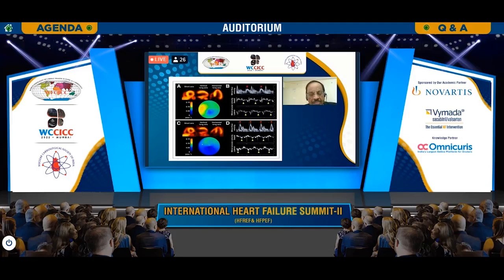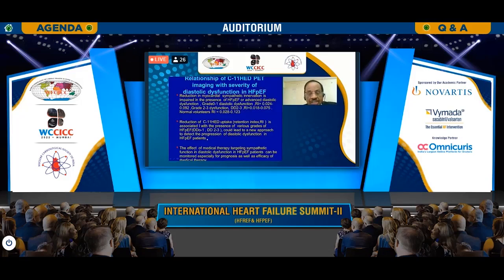But here in the amyloidosis patient, there is no uptake at all. So this has a denervated sympathetic innervation to a severe degree. So reduction in myocardial sympathetic innervation is impaired in the presence of HFpEF or advanced diastolic dysfunction. Grade 0 to 1 diastolic dysfunction has a retention index of 0.024 to 0.092. Grade 2 to 3 dysfunction, which is severe, has a retention index of 0.0182 to 0.075. Normal volunteers 0.0282 to 0.123.